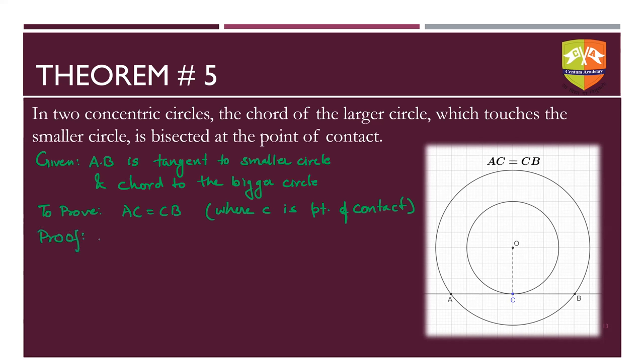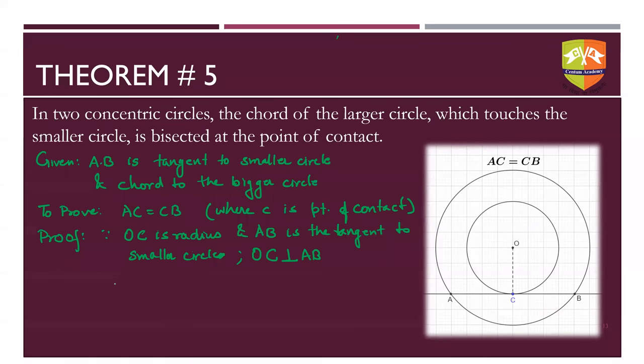So what will you do? You will say, since OC is the radius and AB is the tangent to the smaller circle, what does it mean? It means that OC will be perpendicular to AB, and hence the proof.